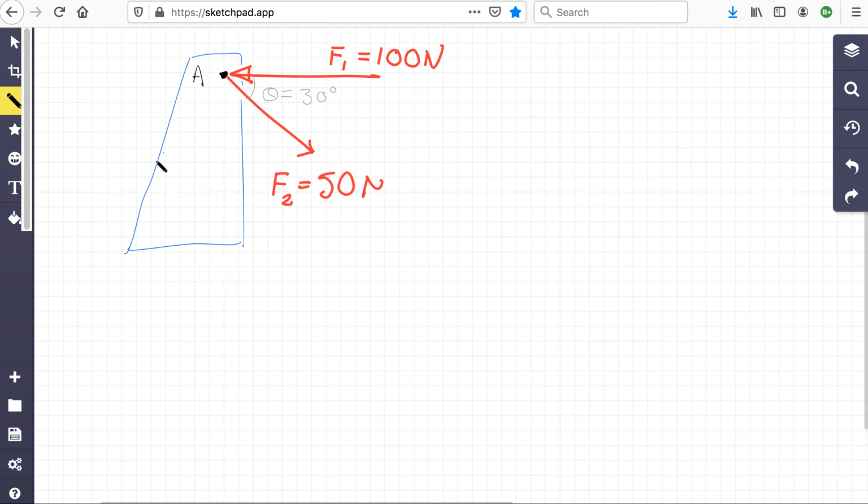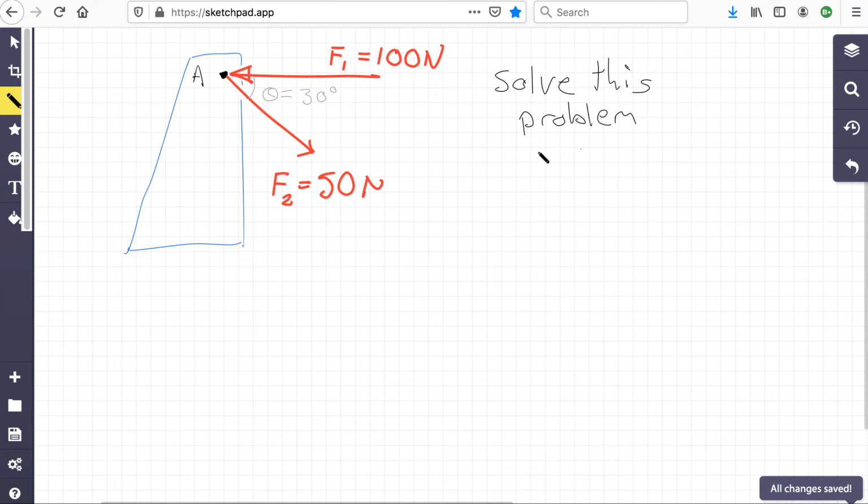First and foremost, we have this point A, and we have these two forces. One, force F1, going in this left direction on point A, and then we have a force F2 pulling in this direction, 30 degrees from this 100 newton force F1. What we're going to do is first draw a triangle and solve this problem geometrically.